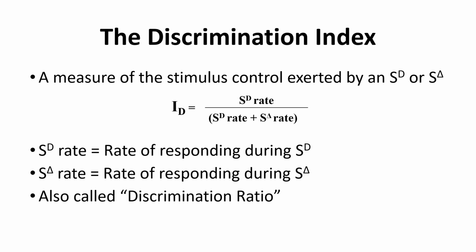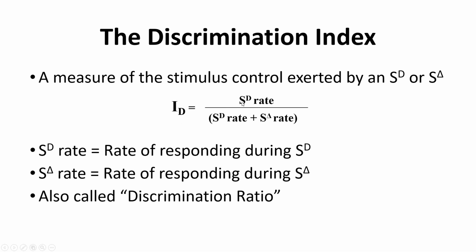All right, well, if we want to measure discrimination, if we want to measure how well an animal is learning to respond to our SD and learning not to respond to our S deltas, we can use a measure called a discrimination index, or sometimes called a discrimination ratio. And it's basically going to give us a measure of the strength of the stimulus control exerted by either an SD or an S delta. So here we're looking at the index of an S delta.